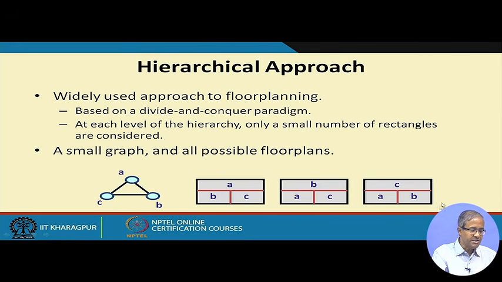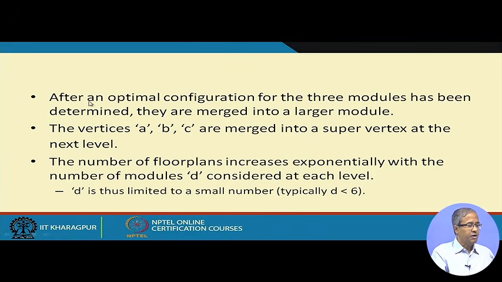Suppose you find that the last one is the best. So, you freeze on this and you merge this ABC into a single macro node, which means you have already solved this sub problem. ABC can be best laid out in this fashion, right. The other 2 you ignore. This is the basic idea. So, after the optimal configuration for the 3 modules is determined, as I said, you merge them into a single module. In the next higher level, that single so called super vertex will be there and you go on repeating this.